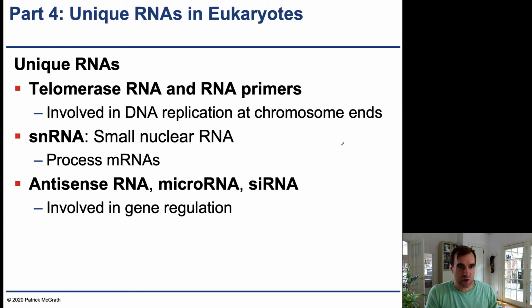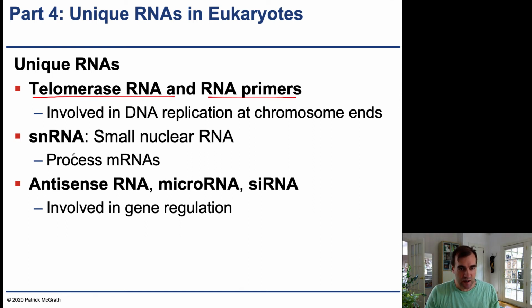Eukaryotic cells also use RNA for some additional purposes, and all of this we'll cover in greater detail in later chapters. Telomerase RNA and RNA primers are involved in DNA replication at the chromosome ends. So you need a specialized process in order to replicate the ends of chromosomes, which we'll cover next chapter, but RNA molecules are necessary for that.